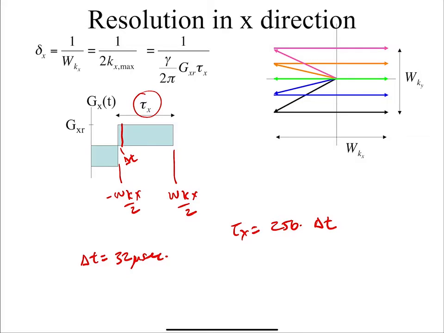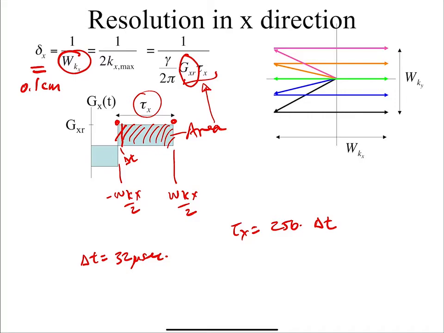But for now, I know my delta x. I'm given it as 0.1 centimeter. That will let me determine what my WKX is. And then going from this point in here to here, the area gets me across k-space. That area traverses k-space, and that's given by GXR times tau sub x. I just solved for GXR in my previous problem, so now I can solve for tau sub x.